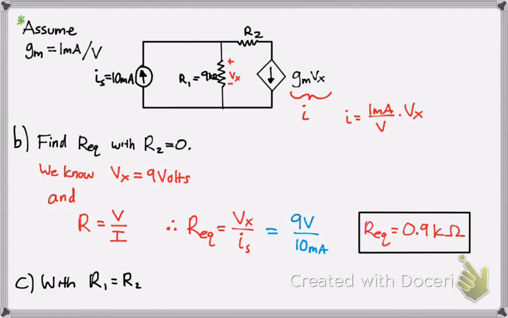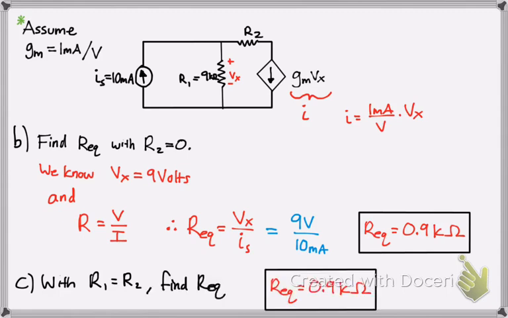Finally, we have part C, which says R1 and R2 have the same resistance, and notice R1 is 9 kilo ohms, so R2 is also 9 kilo ohms. But wait a minute, that doesn't really matter, because the DC current source is in series with the R2 resistor, so that resistance is irrelevant. We can still find Req, and it's actually just the same thing as what we found in part B. So that R2 is pretty much pointless.